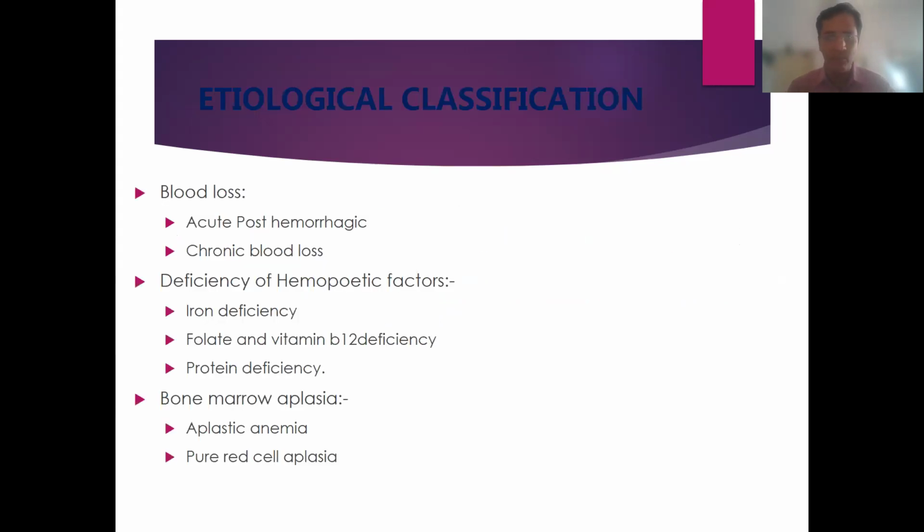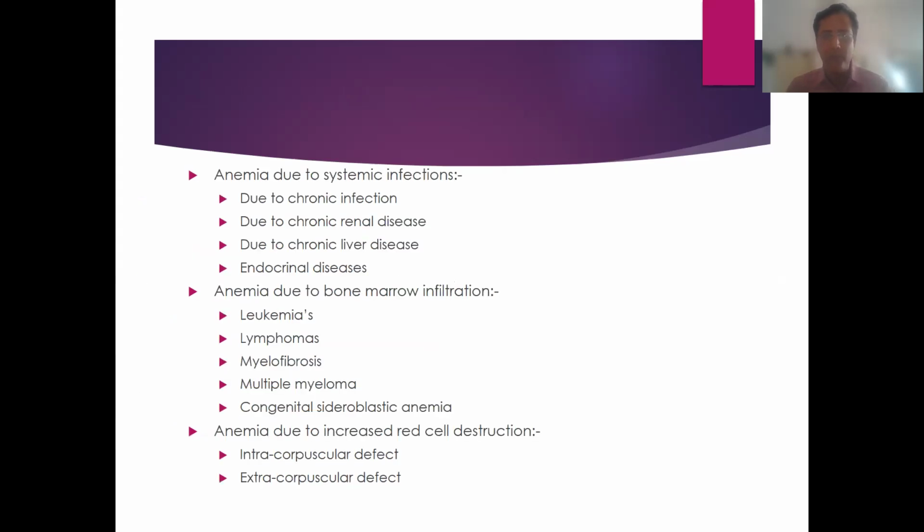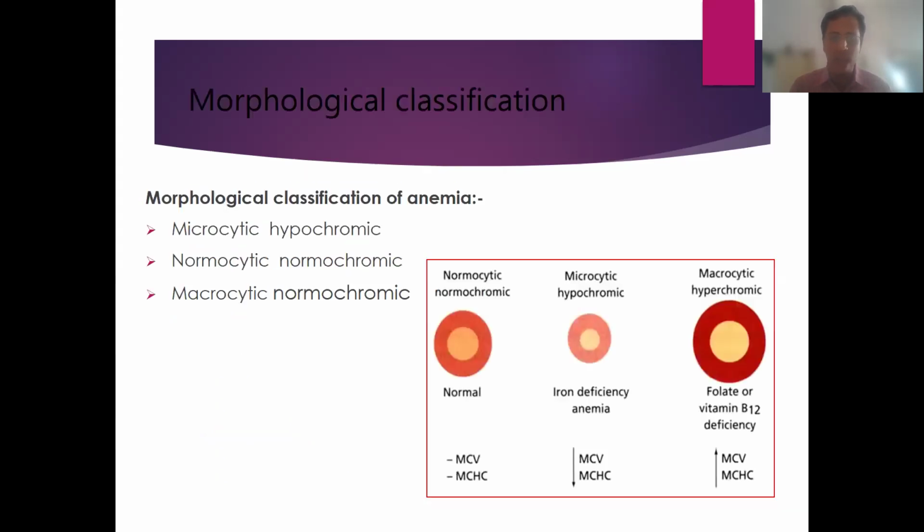Now, etiological classification: blood loss, acute post-hemorrhagic and chronic blood loss; deficiency of hematopoietic factors, that is iron deficiency anemia, folate and vitamin B12, protein deficiency; bone marrow aplasia, that is aplastic anemia, pure red cell aplasia. Anemia due to systemic infection, chronic infection, chronic renal disease, chronic liver disease, endocrine diseases; anemia due to bone marrow infiltration, that is leukemia, lymphoma, myelofibrosis, multiple myeloma, congenital sideroblastic anemia; anemia due to increased red cell destruction, that is intracorpuscular defects and extracorpuscular defects.